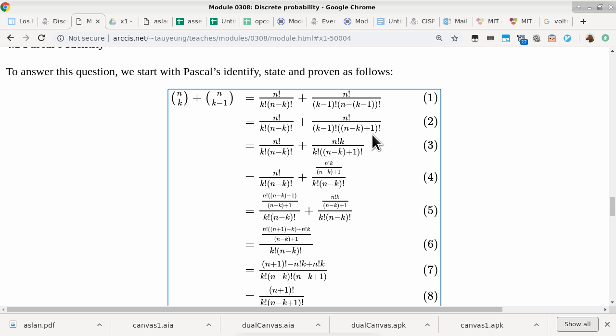Why? Because k minus 1 factorial is k minus 1 times k minus 2 times k minus 3 and so on. K factorial is the same thing, except it has got one extra term of k. Okay, so that is the kind of trick that you can do with factorial that you may not be used to, because we normally do not deal with factorial that much in other classes. From line 3 to line 4, what did I do?